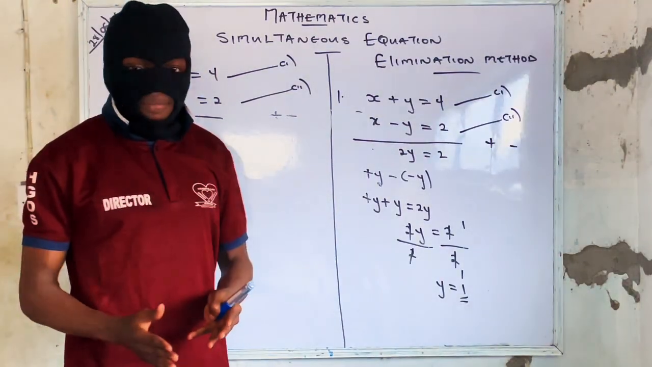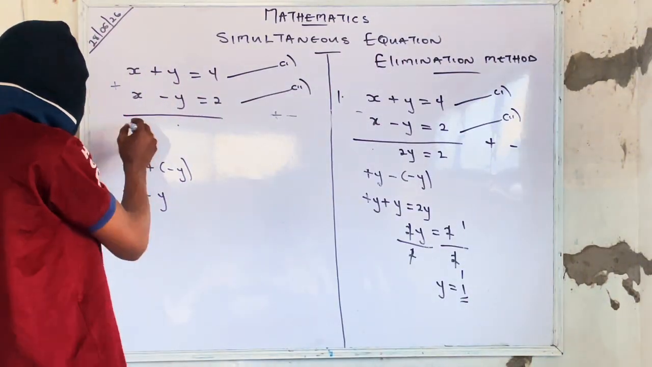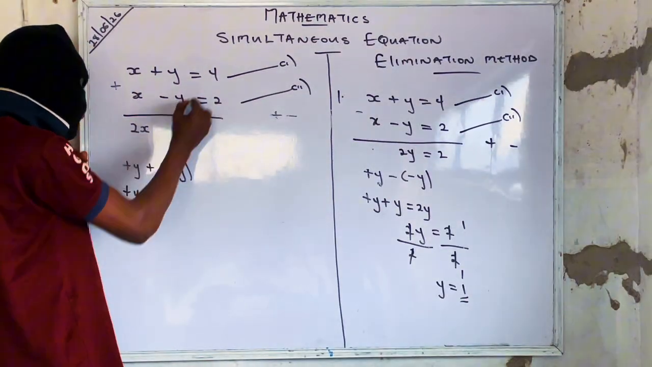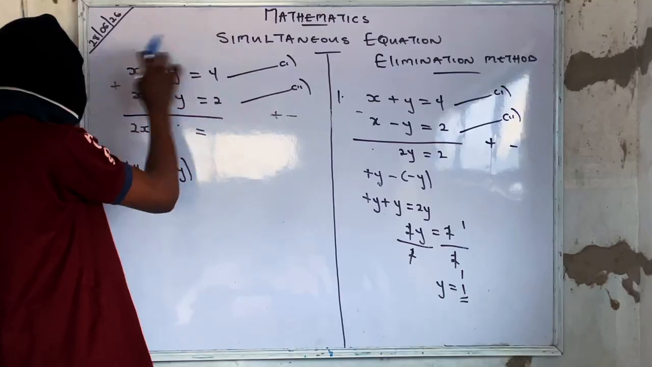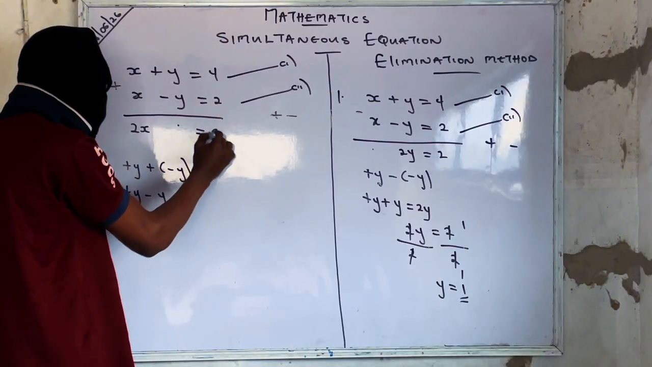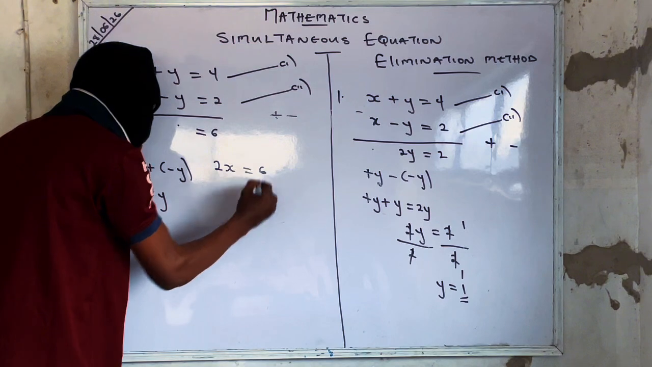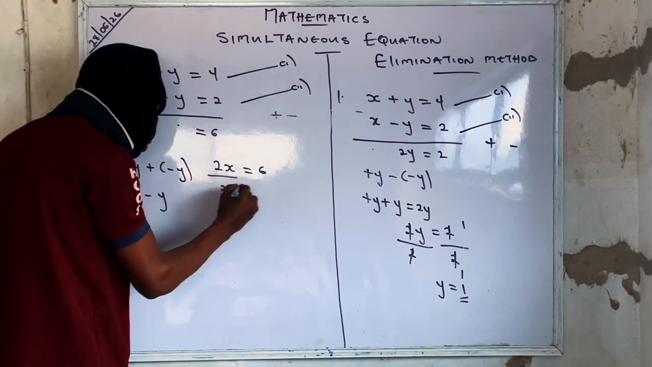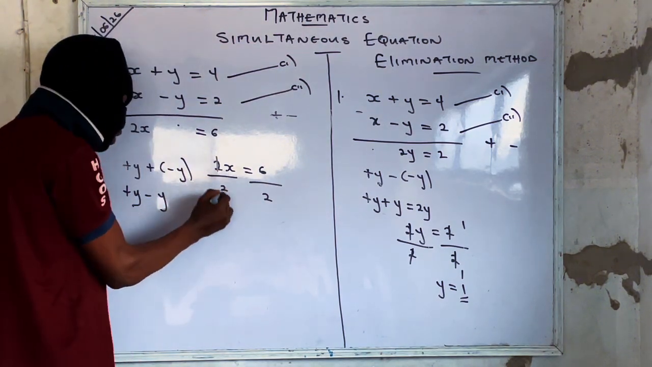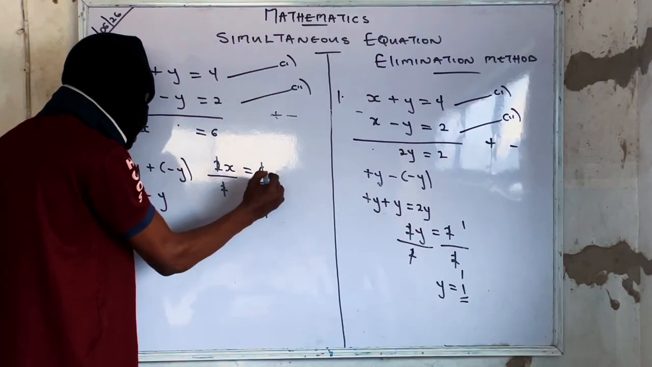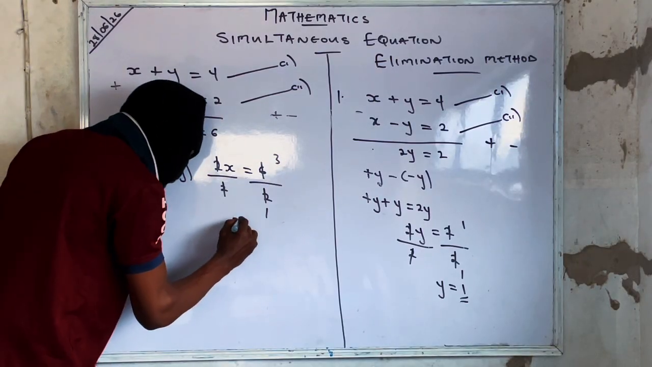x plus x will give us 2x. Then you have equals to 4 plus 2 will give us 6. Then you have the 2x equals to 6. Then over 2 over 2. These 2 cancel. 2 in 6 is 3. Then your x is equal to 3.